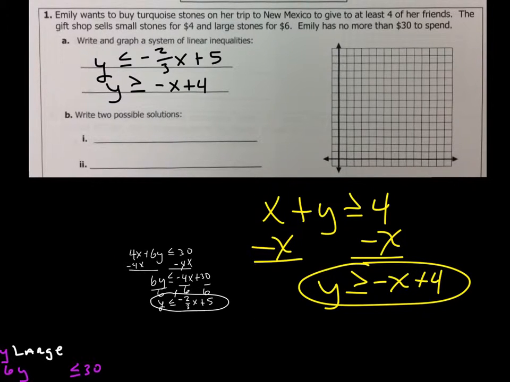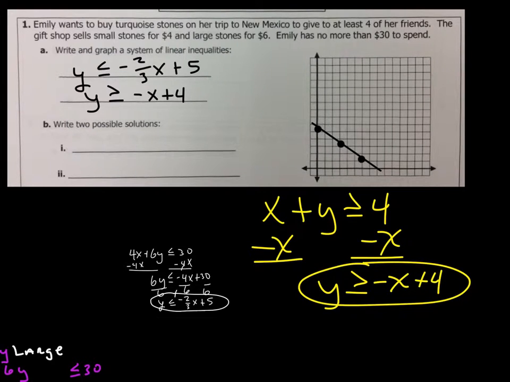So at 5, 1, 2, 3, 4, 5, I'm going to plot the y-intercept, about right there. And then I'm going to go down 2 and to the right 3. So down 2, then 1, 2, 3 to the right 3. And I'm going to keep going. Alright, so now I can plot that graph.